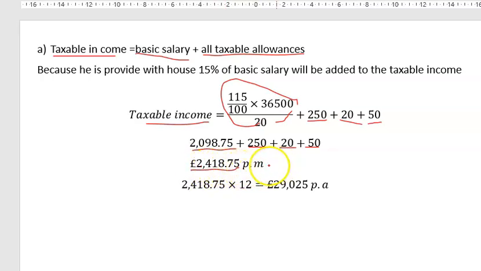But because the taxation table is in terms of years, or it is per annum, then I'm going to change this taxable income into a year. I'll multiply that one by 12. And by multiplying this by 12, I'm getting that the taxable income is 29,025 per annum. So this is now going to be the amount that you are going to tax. And this amount is what we refer to in this case as the taxable income.